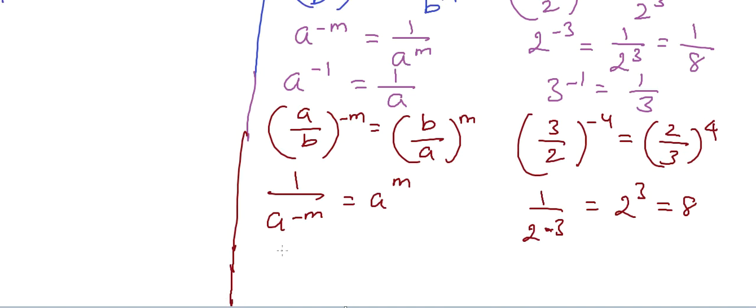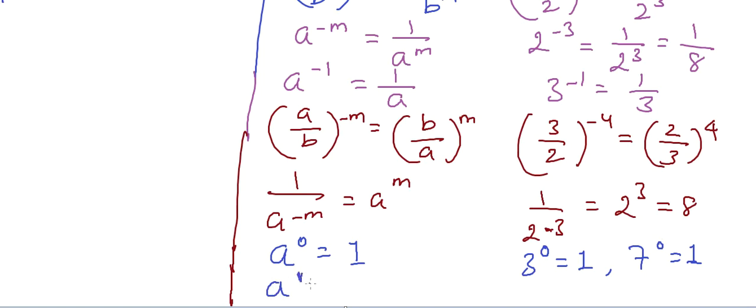And any number power 0 is 1. So for example 3 power 0 is 1, or 7 power 0 is 1. And see, any number to the power 1 is the same number. So a power 1 is just a. So 5 power 1 is just 5.